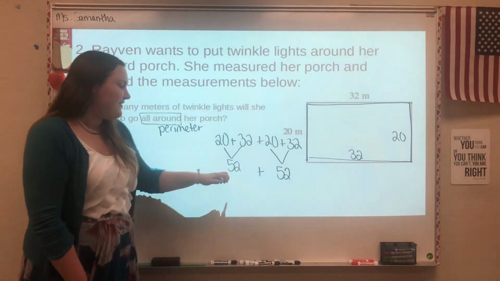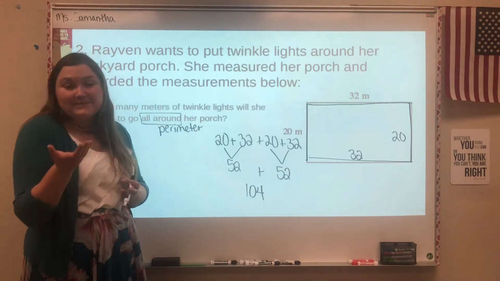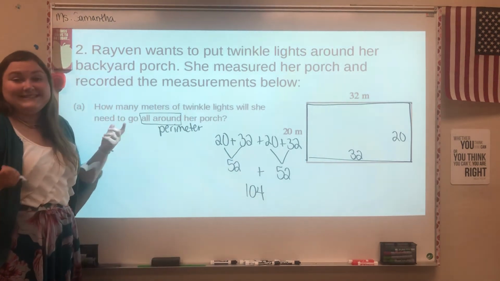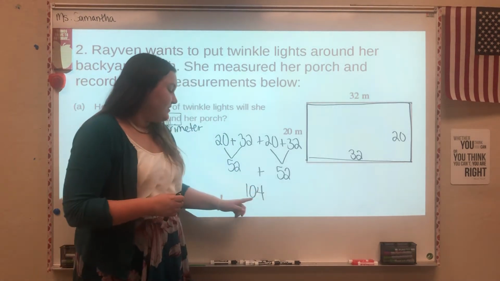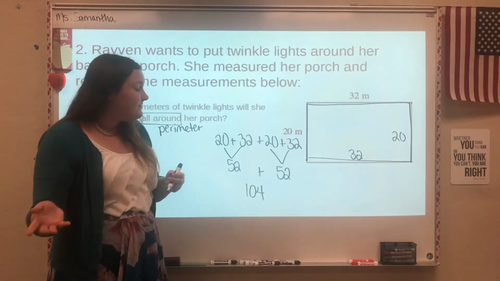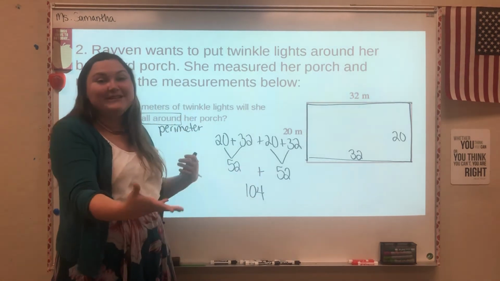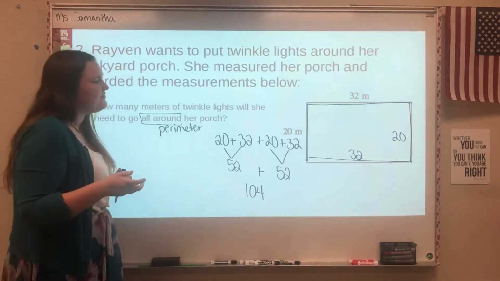And 72 together, that would give you 104. The other mistake some students were making is if you're asking a question about a distance, you've got to give what you're measuring with. Does she need 104 feet of twinkle lights, 104 inches of twinkle lights, 104 meters, or miles? We have to go back to the question and figure out what you're measuring with.